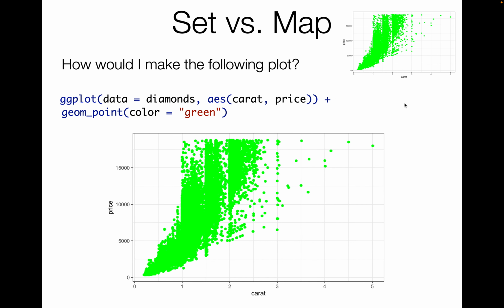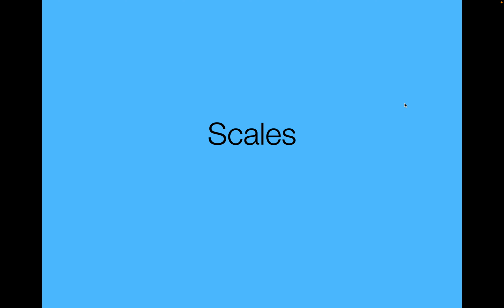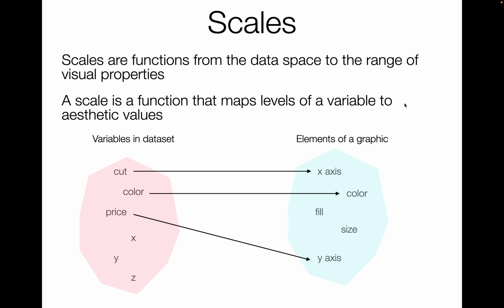Outside of the aesthetic, it's going to change the actual color of the points. Okay, so you can change them. That's how you do it. Okay, but you don't put it inside the aesthetics unless you want it to be mapped to a variable inside of here, diamonds. Okay, then I move on to scales.